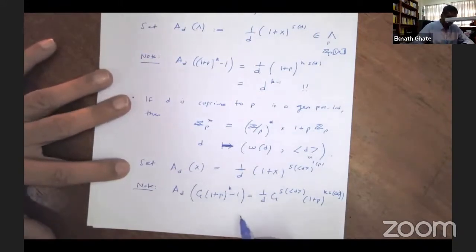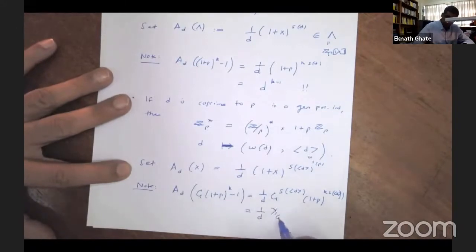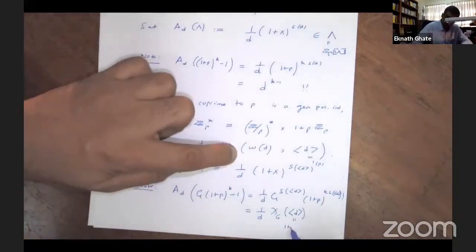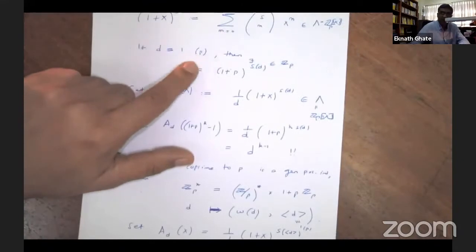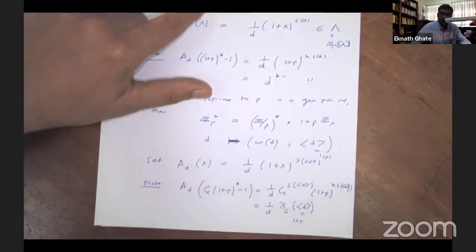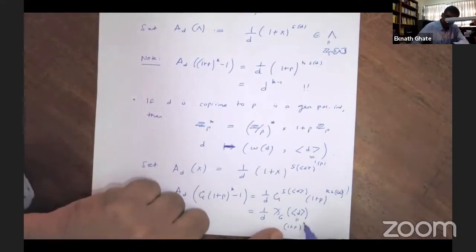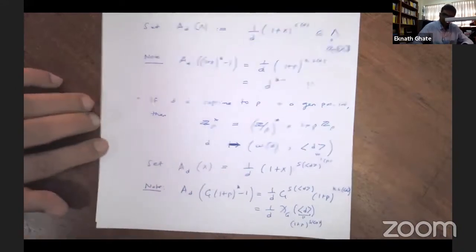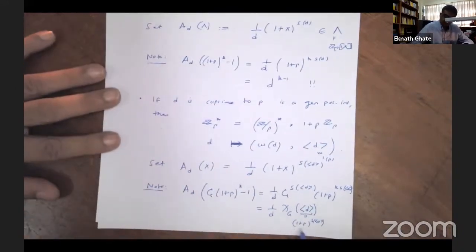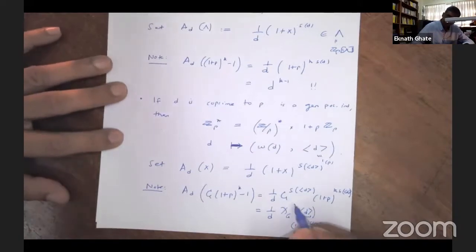But now I'm claiming that this is the same as 1 over d times chi zeta of diamond d. Why is that? Well, for diamond d, using this property over here, diamond d is 1 plus p to the s of diamond d, the stuff inside the bracket. Right? And chi zeta took 1 plus p to zeta. So this is exactly this.